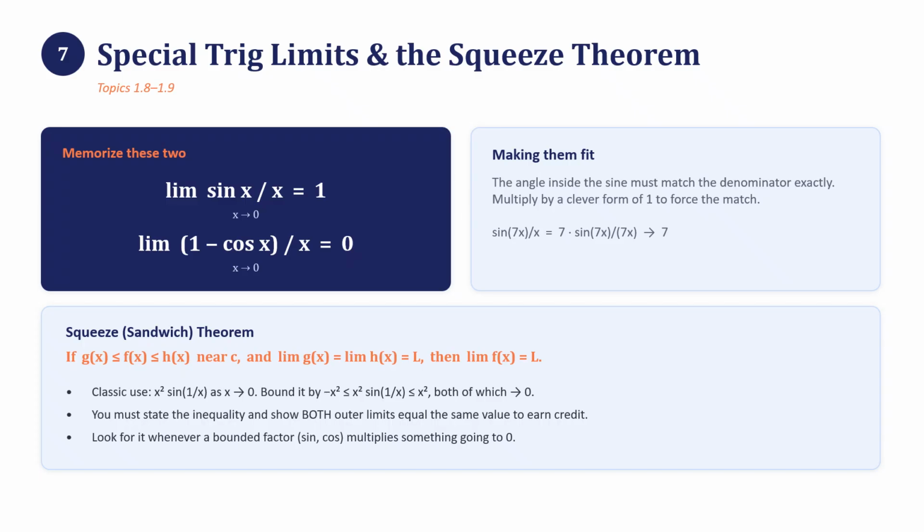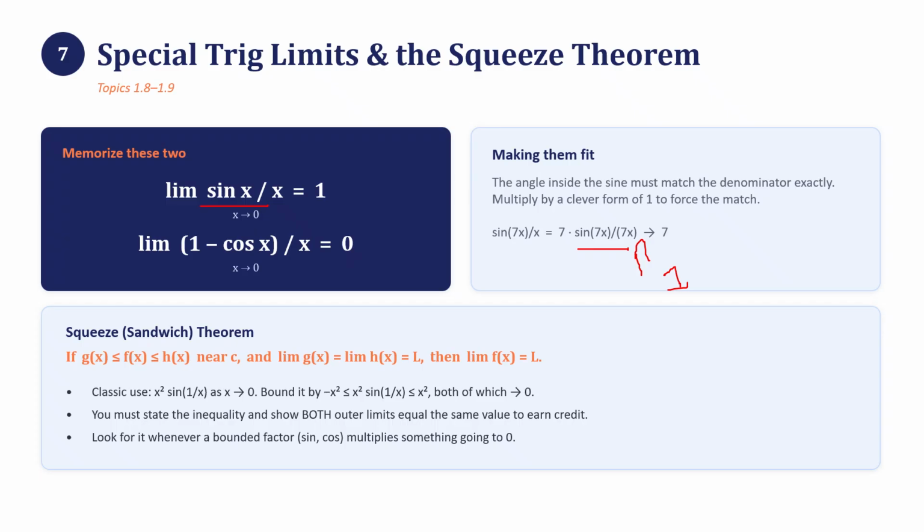And then there's a special sort of example that they try to trip you up with. So sine of 7x over x. As you can see, this is not directly the limit that we have. So this limit is sine 7x over x, but our property says sine x over x. So what we would do is multiply top and bottom by 7, so that we can simplify this limit to 1, and then we could do 7 times 1, which is just 7.